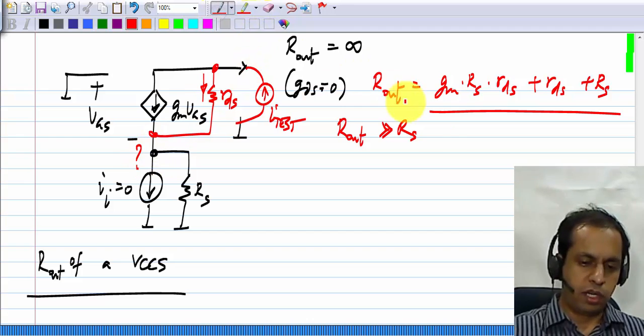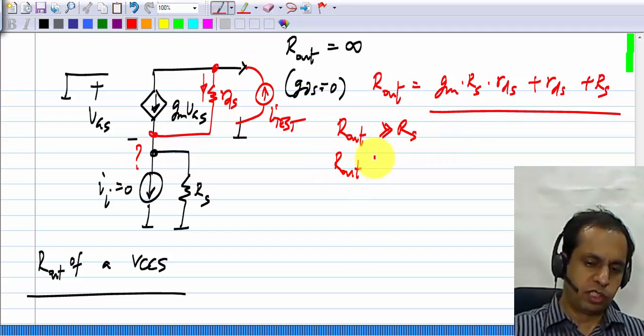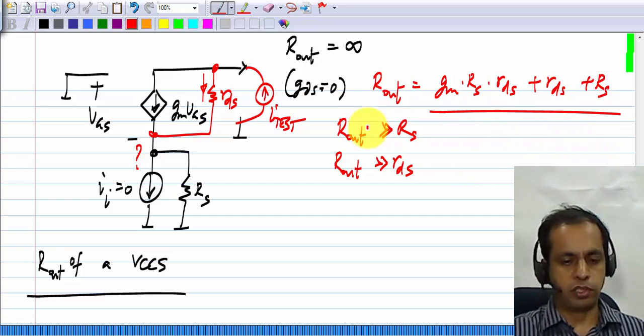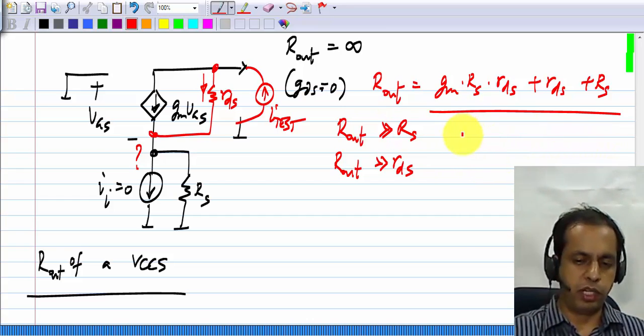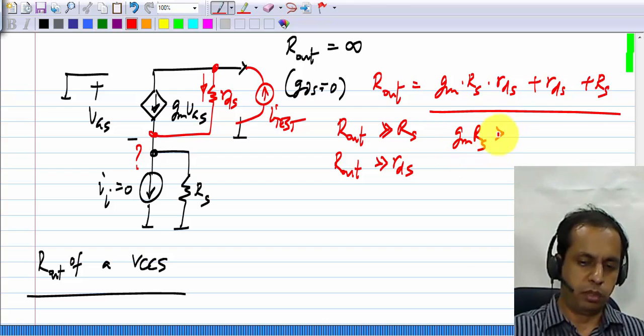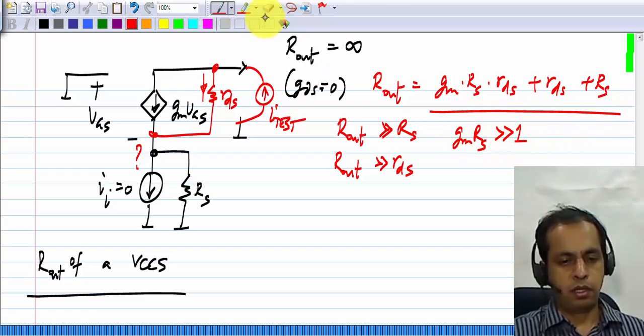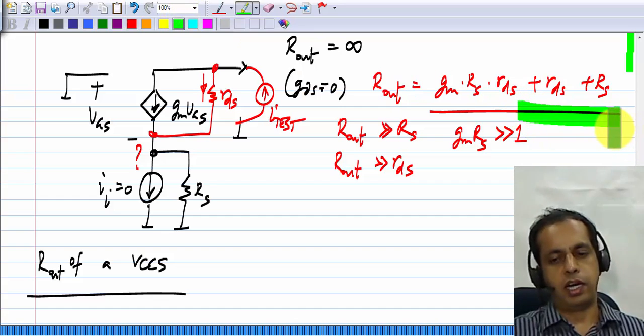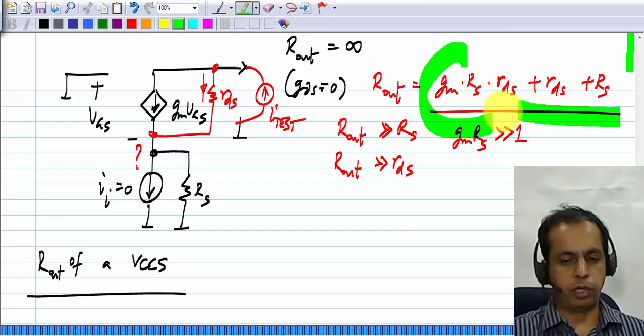Okay. And of course, R out is also much greater than RDS, which is just the output resistance of a transistor, because for this current buffer to work properly, you have to choose GM RS to be much more than 1. Now there are these other terms also in the output resistance, and they will be much smaller than this term, which will be the dominant one.